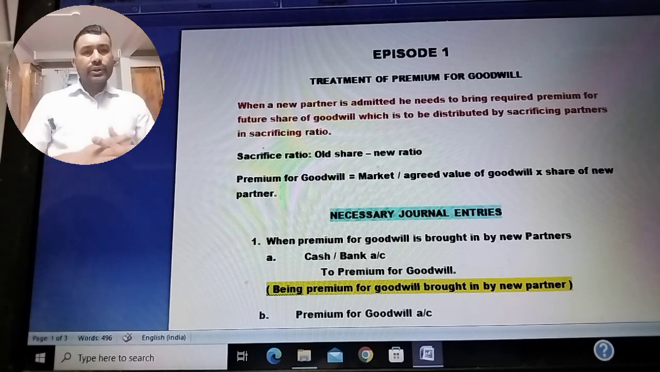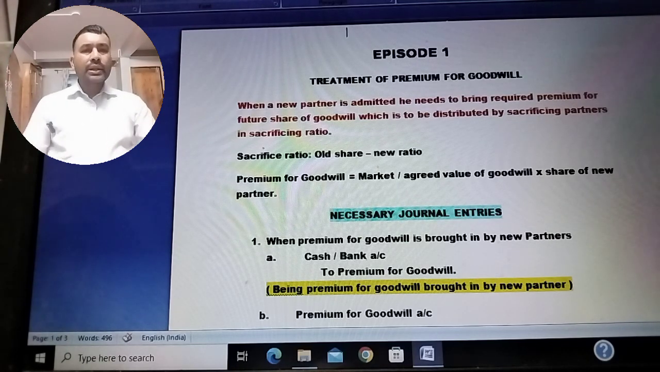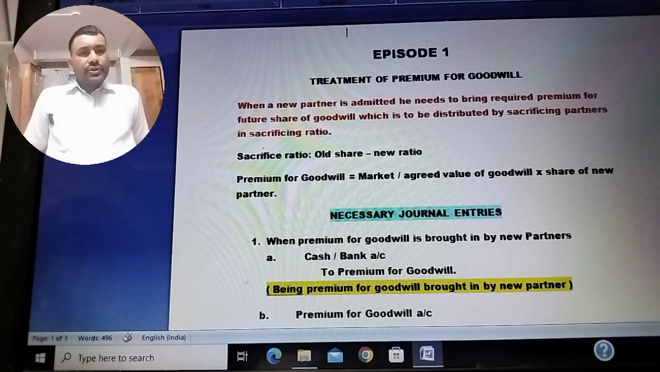See, today we are going to learn the treatment of premium for goodwill. In previous episodes, we learned how to calculate new ratio and sacrificing ratio. We have also learned how to calculate goodwill under different methods. Here, you don't have to calculate goodwill. You just have to pass accounting entries for treatment of goodwill.